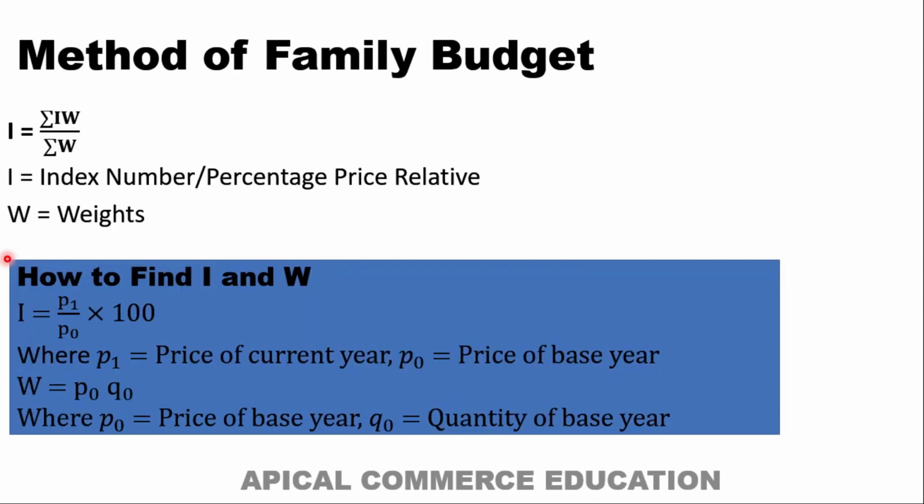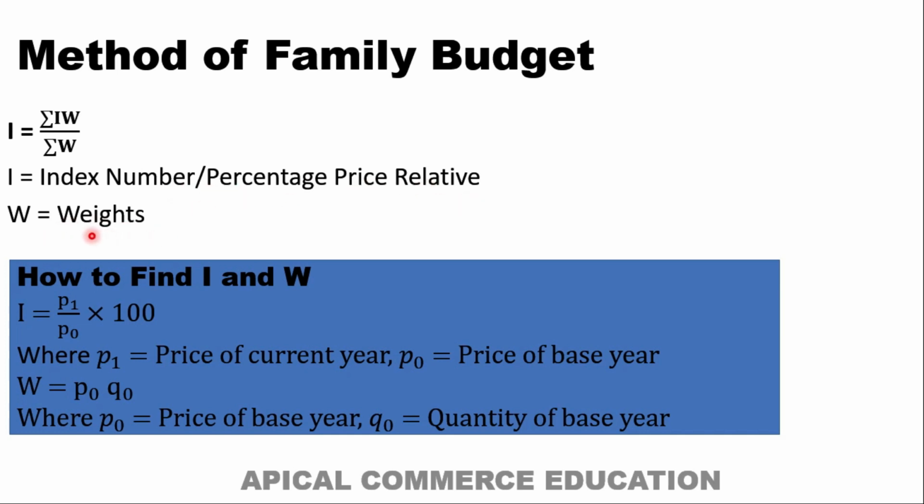Now, another method to construct cost of living index number is method of family budget. As you can see, this is very similar to what we have done in weighted average method, but still I'll revise for those who have not gone through the previous videos. Index number is equal to sigma IW upon sigma W, where I stands for index number or percentage price relative, whereas W stands for weights.